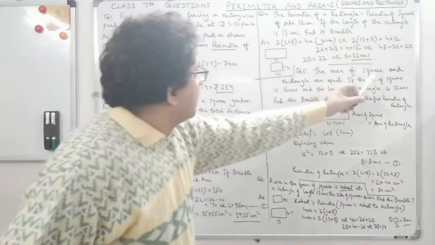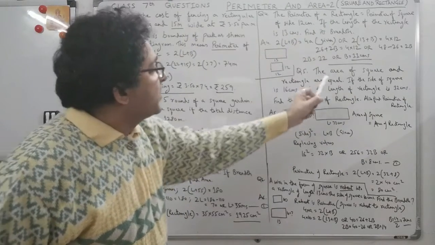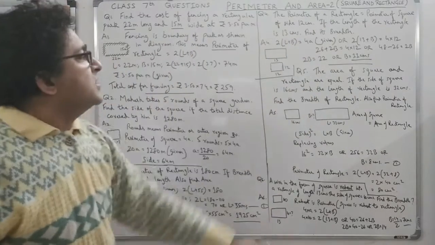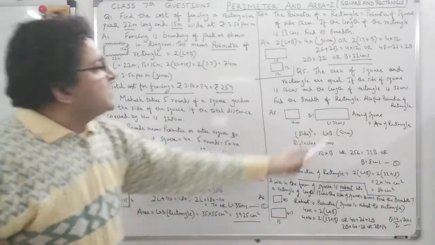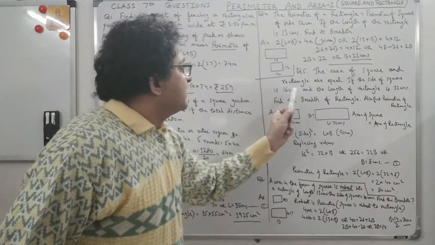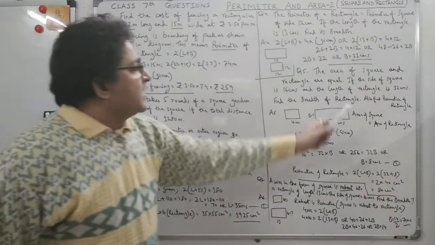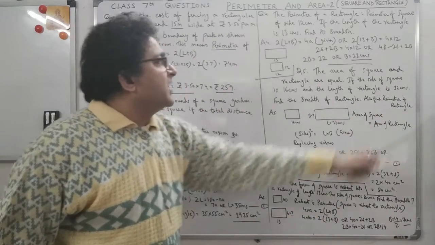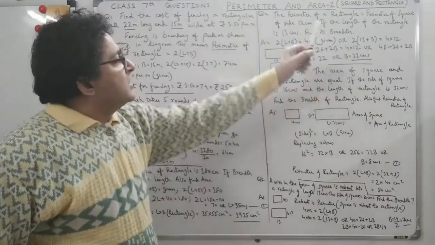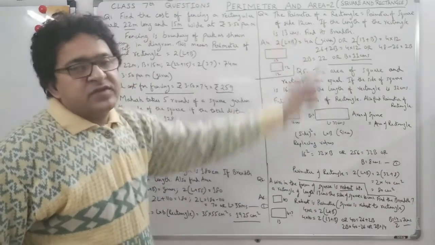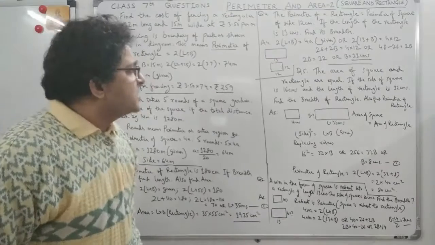The areas of a square and a rectangle are equal. In the previous one, the perimeter was equal, and here the areas of the square and rectangle are equal. If the side of the square is 16 centimeters and the length of the rectangle is 32 centimeters, find the breadth of the rectangle and also find the perimeter of the rectangle. A similar question. The only difference is that here the area is given, whereas there the perimeter was given. Now let's see. So what are the two things being asked? What is given to us?